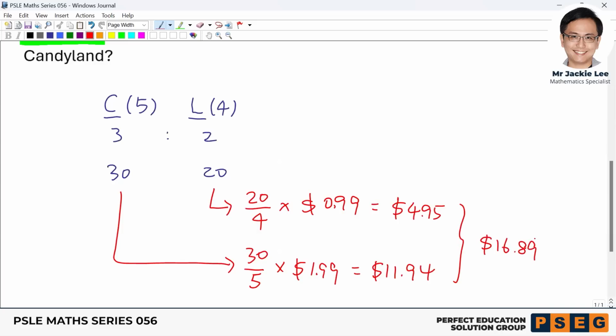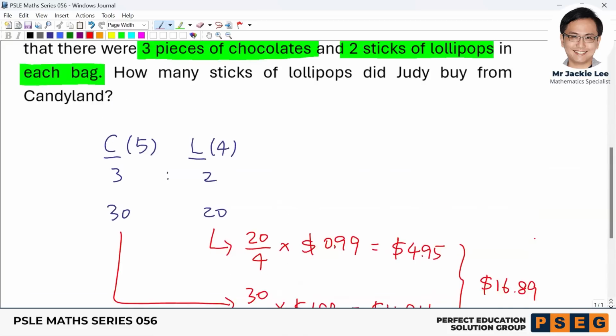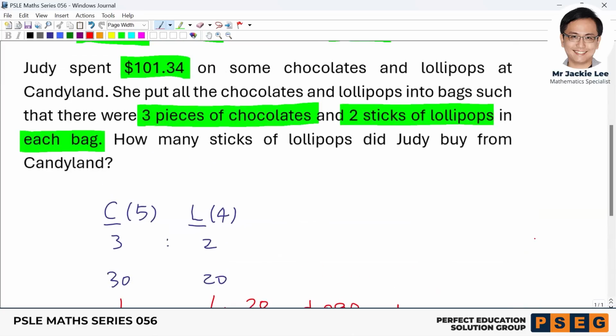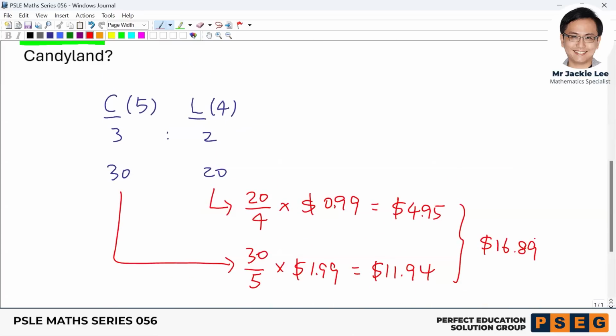So these two added together will end up 16.89, right? So for this basic set, having 30 chocolates and 20 sticks of lollipops, she has to spend $16.89. Now altogether, she spent 101.34. So we continue on top: 101.34 divided by this basic set costing 16.89. Of course, we expect this to be an integer. In fact, yes, we have a good result, 6. So we have 6 sets.